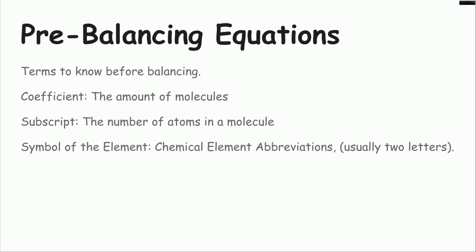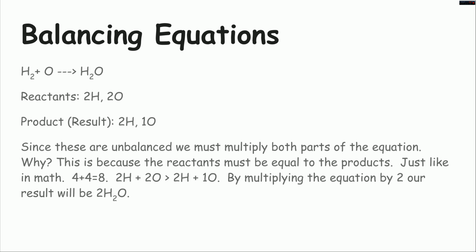Pre-balancing equations. Terms to know before balancing. The coefficient, the amount of molecules. The subscript, the number of atoms in a molecule. Symbol of the element, the chemical element abbreviation. They're usually 2 letters.